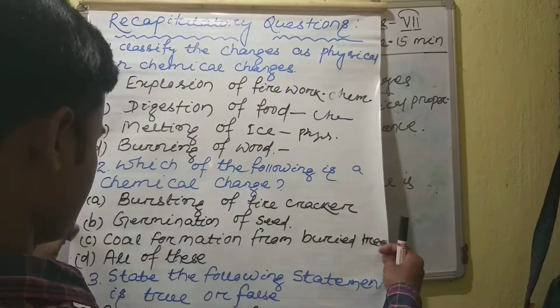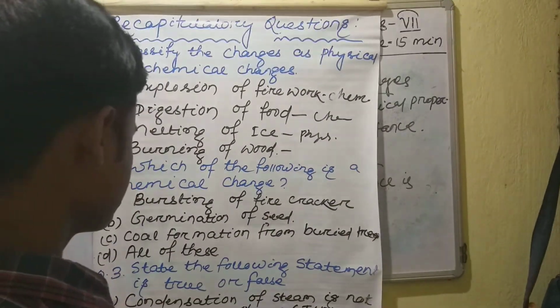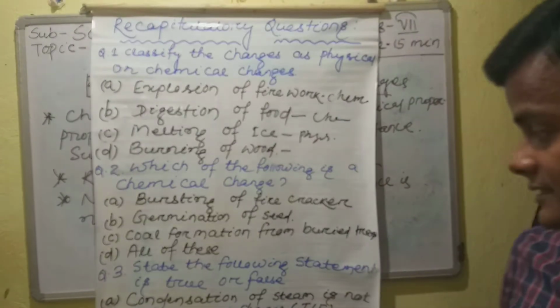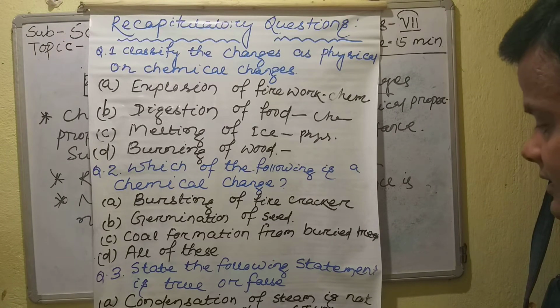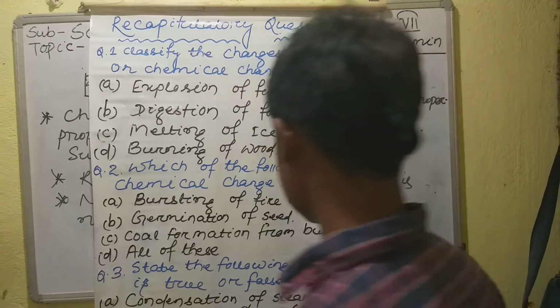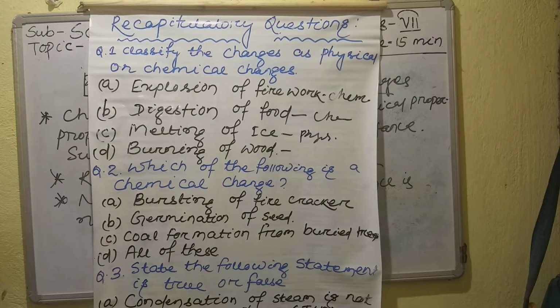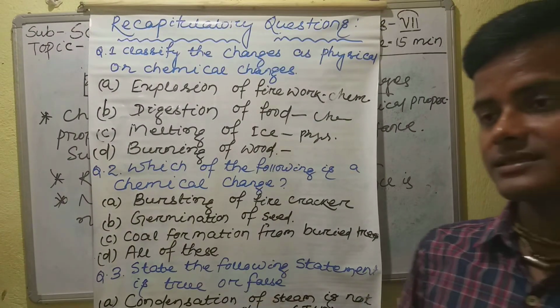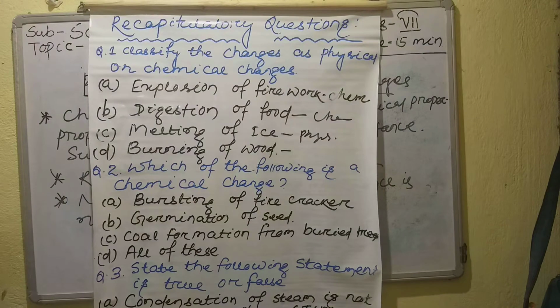Next question is, state whether the following statement is true or false. Condensation of steam is not a chemical change. Yes, it is true. It is a physical change. If we condense the steam, we'll get water. Then water you can also convert to steam. Right? Fill in the blanks. Change in which only dash properties of a substance change are called physical change. As I said, in physical change, the physical properties of the substance change, like the shape, size, and color. So the answer is physical properties.